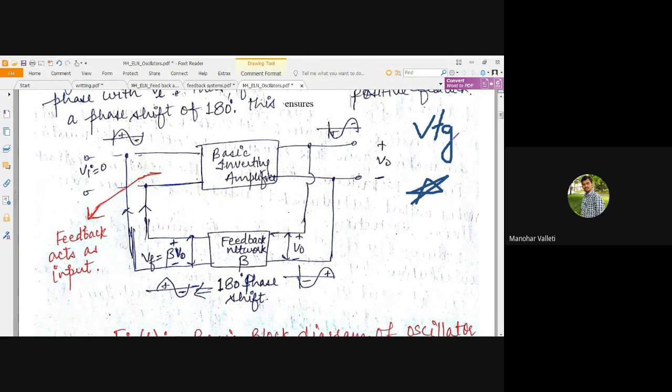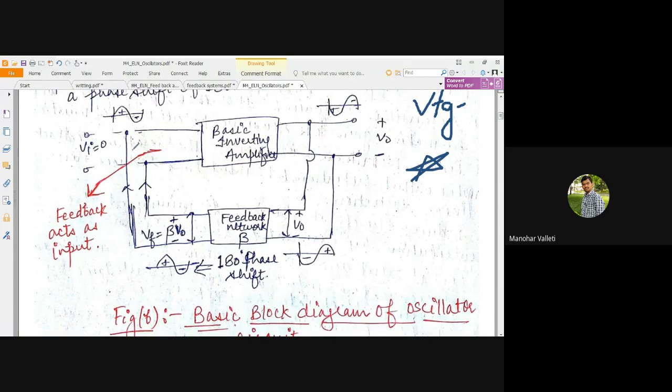Means inside an oscillator there will be some amplifier. Only thing is, for that amplifier we won't apply any external input. External AC input we won't apply. We'll see that only some internal input will be given as input. What is that, we will see.